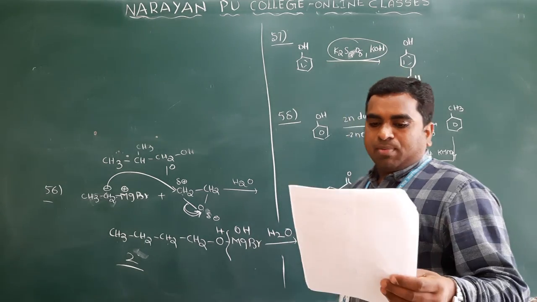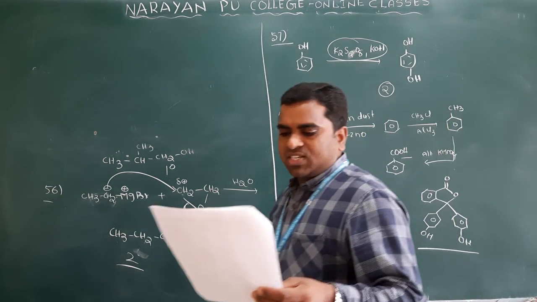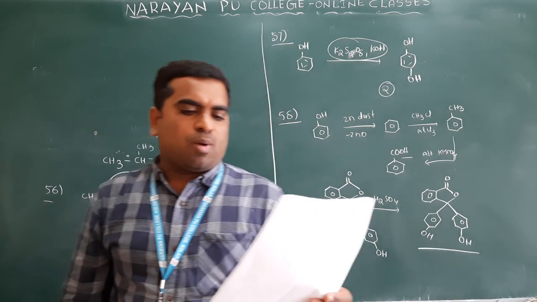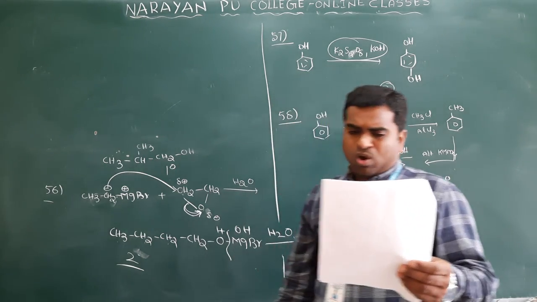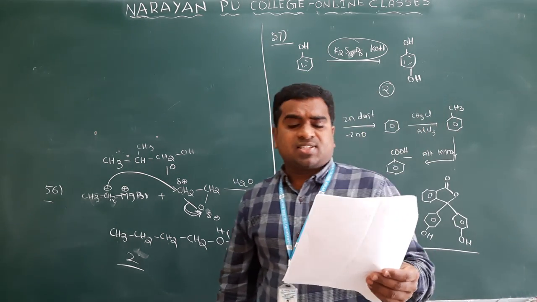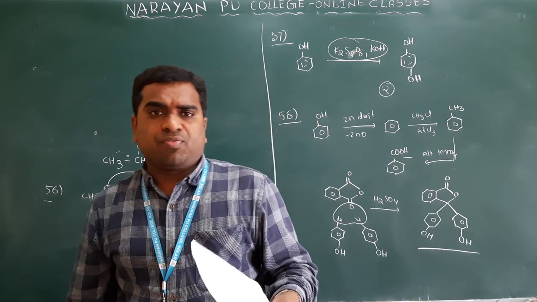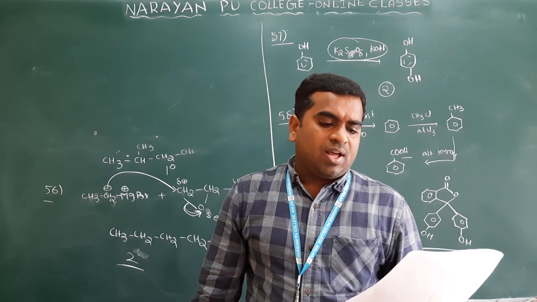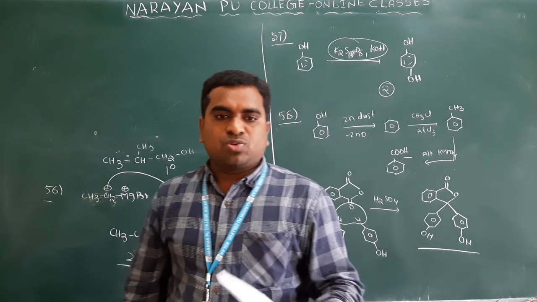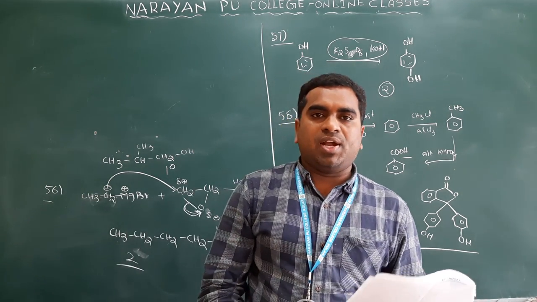So last question, question number 60. You already know this well-known reaction. Phenol is reacted with chloroform and alcoholic KOH, when salicylaldehyde is the product. What is the name of this reaction? Reimer-Tiemann reaction. So these are the solutions for your cumulative exam.